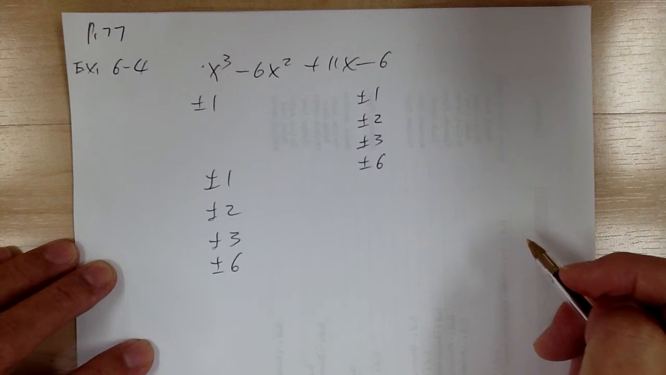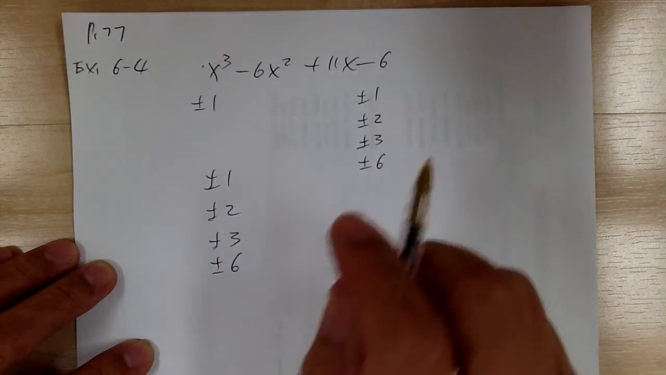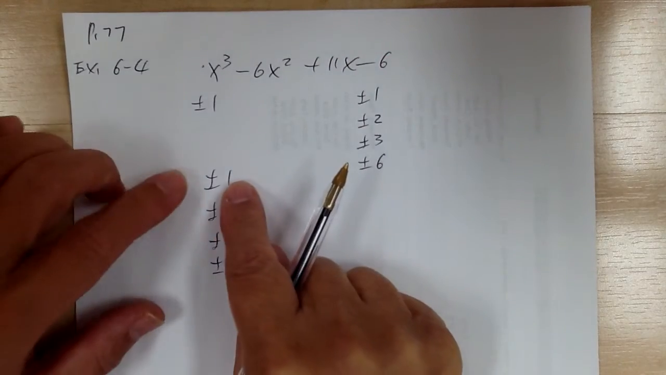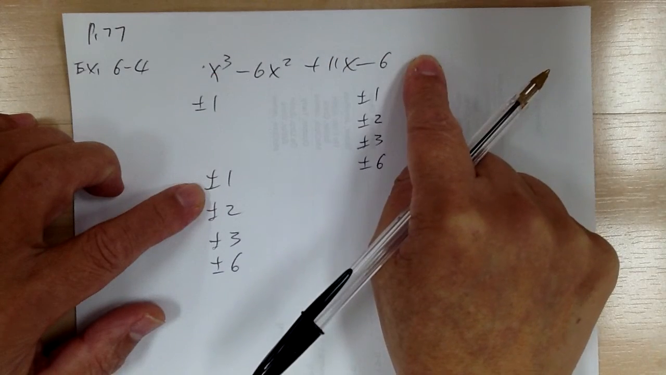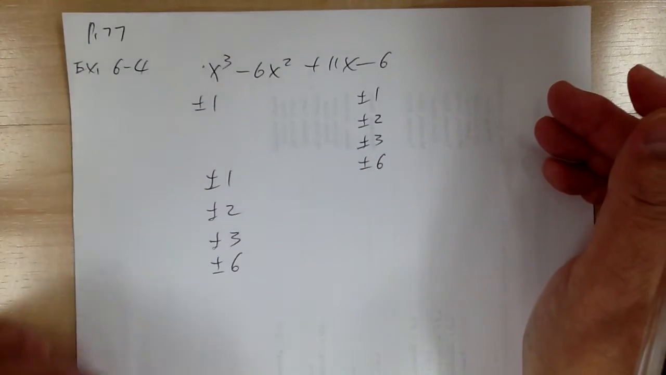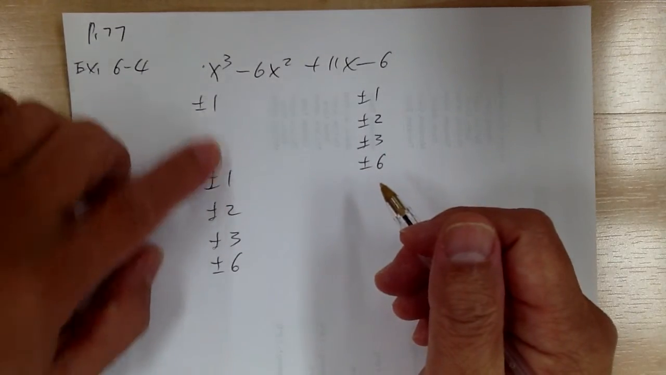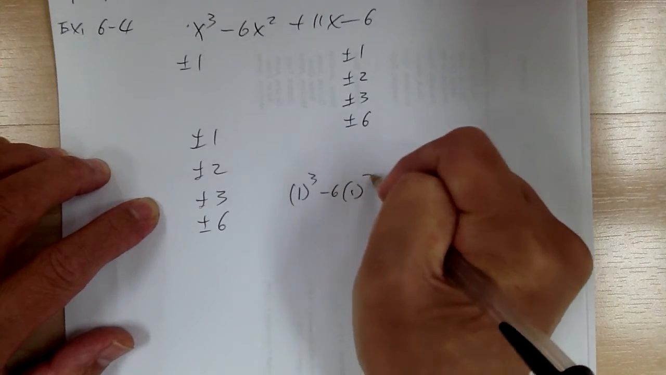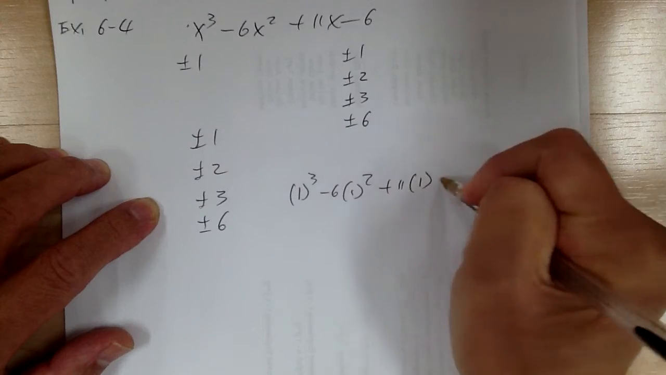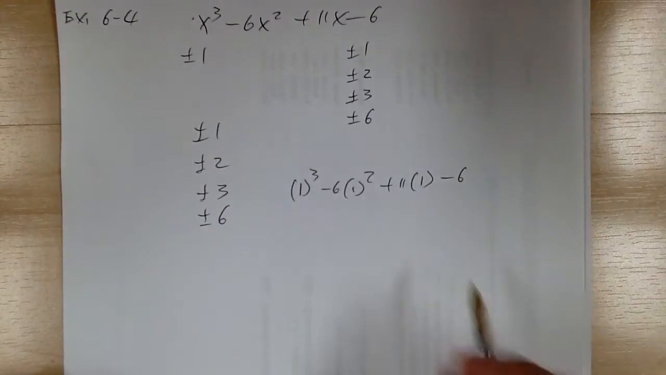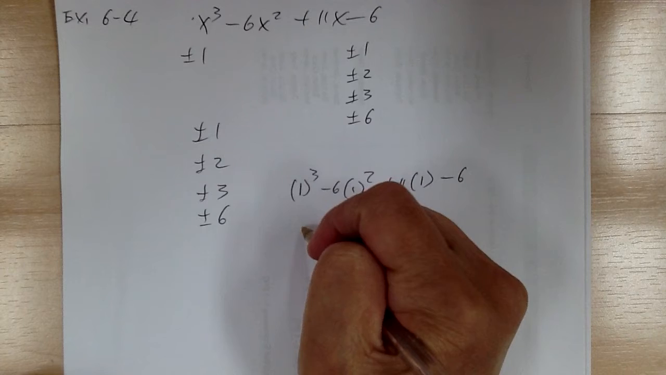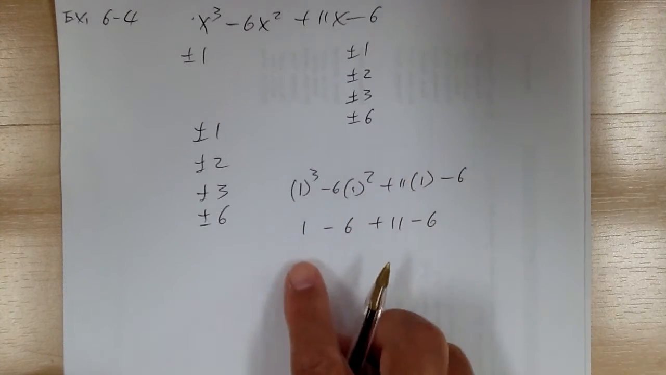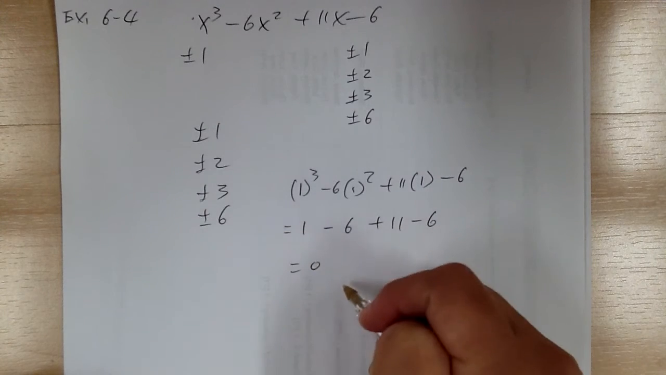The way to do it is to use substitution to see if the polynomial equals 0. You substitute 1 into here and see what you get. If it equals 0, then that's a root. So if you put 1 in, you get 1 to the 3 minus 6 times 1 squared plus 11 times 1 minus 6, which is 1 minus 6 plus 11 minus 6, and this is equal to 0.